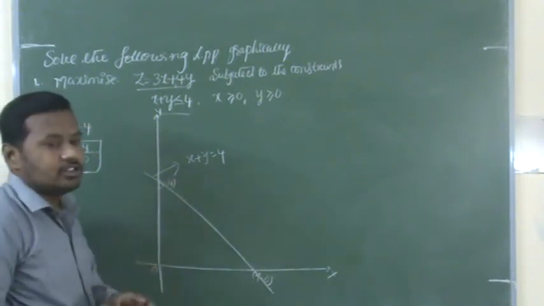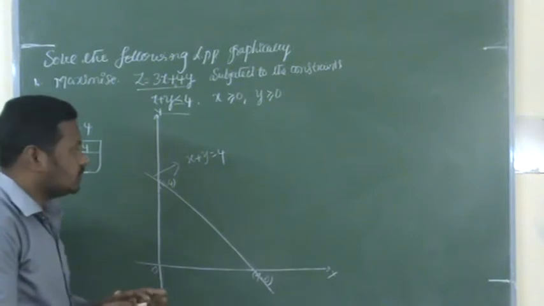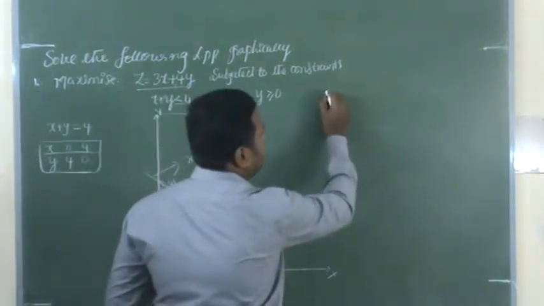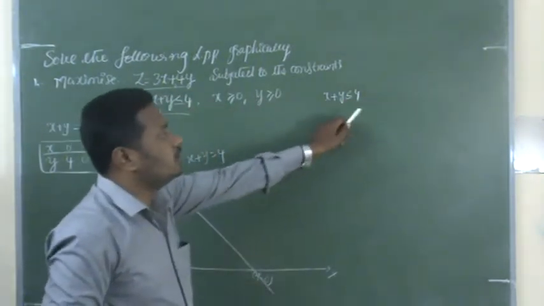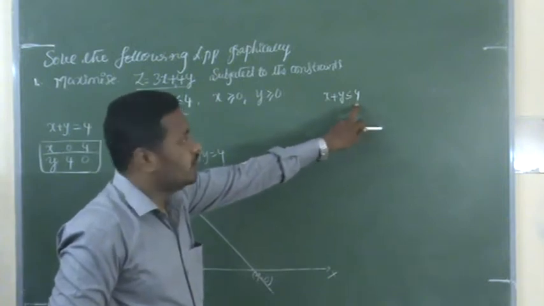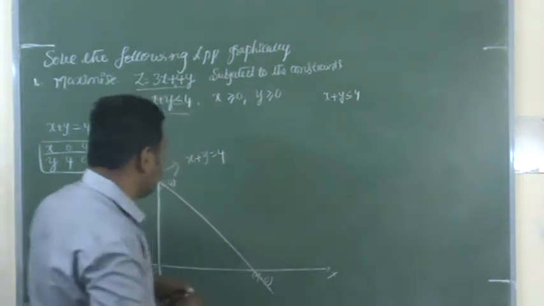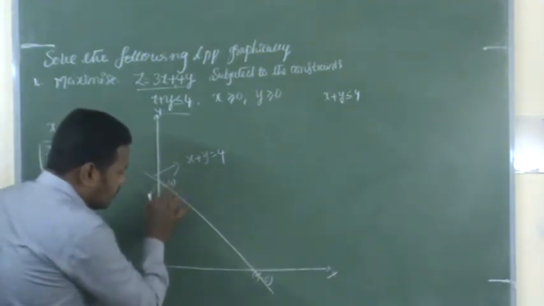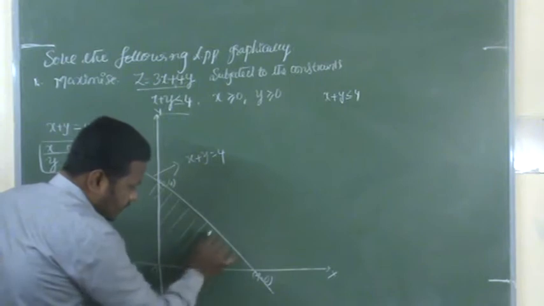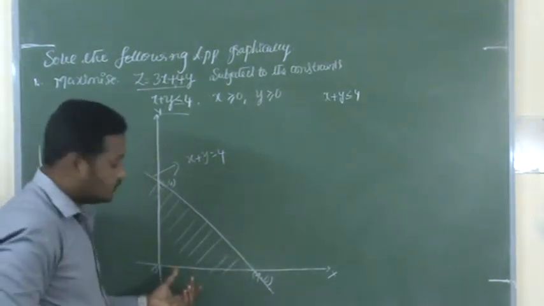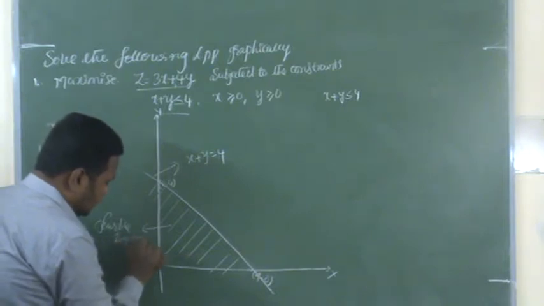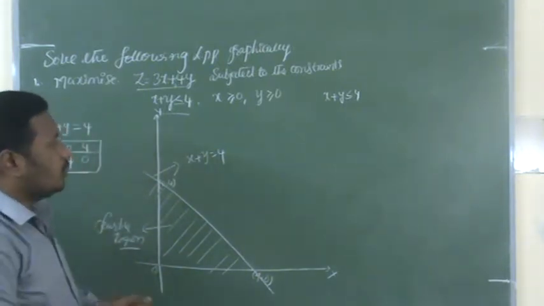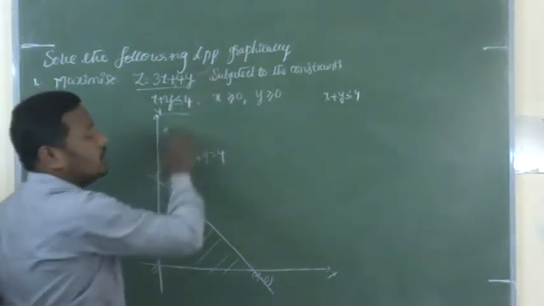Now, how to find the feasible region for this? For x plus y less than or equal to 4, put 0 for x and y, and we get 0 is less than or equal to 4. It is true. True means the shaded region is towards the origin side. This is the origin side. This is called the feasible region.